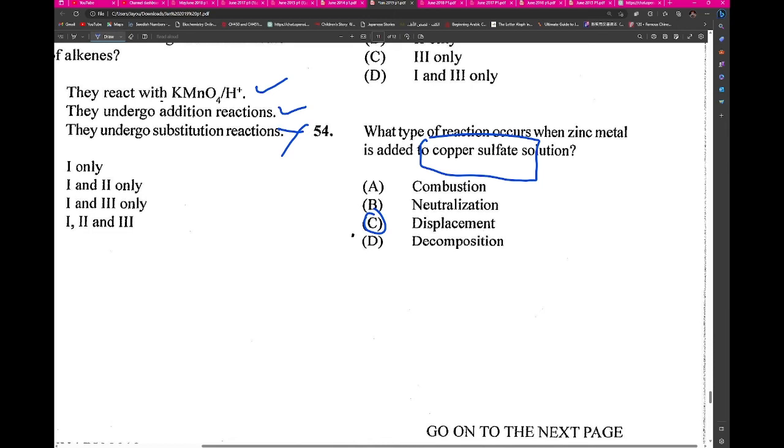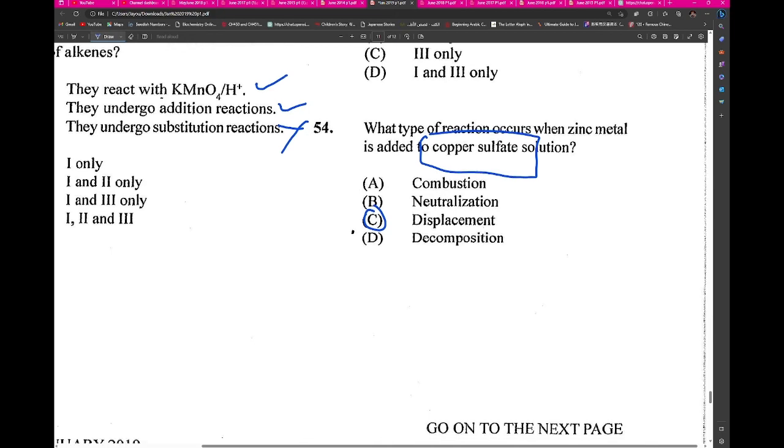Zinc metal and copper sulfate. Right. Give me a moment. The type of reaction between copper sulfate, right, and zinc. I haven't done this in a while, you know. It should be a type of redox reaction. I think it would be a displacement.